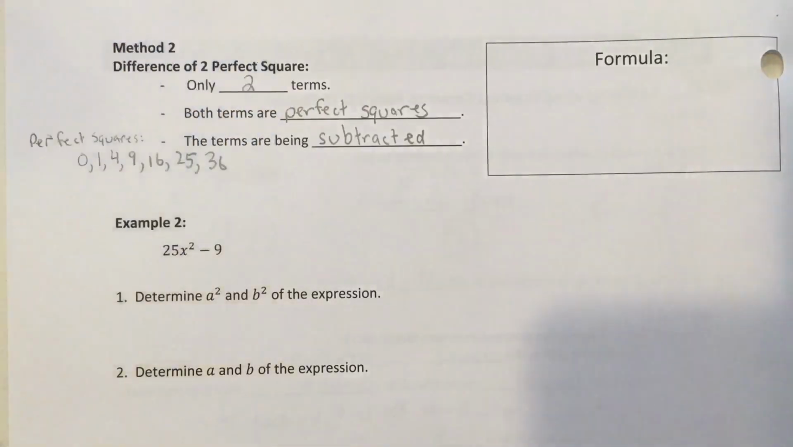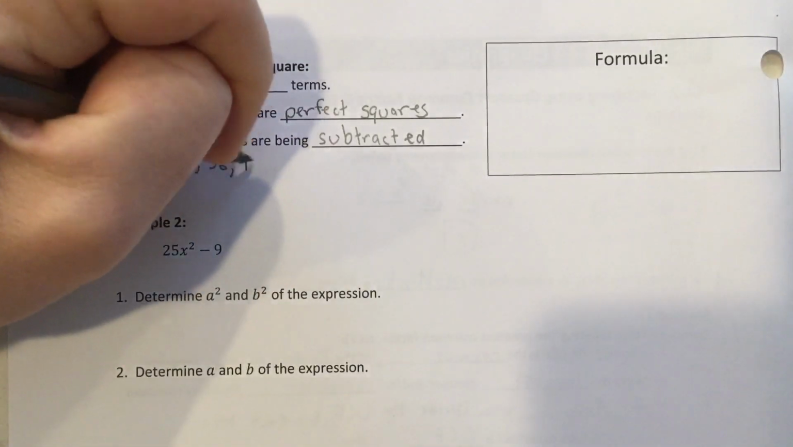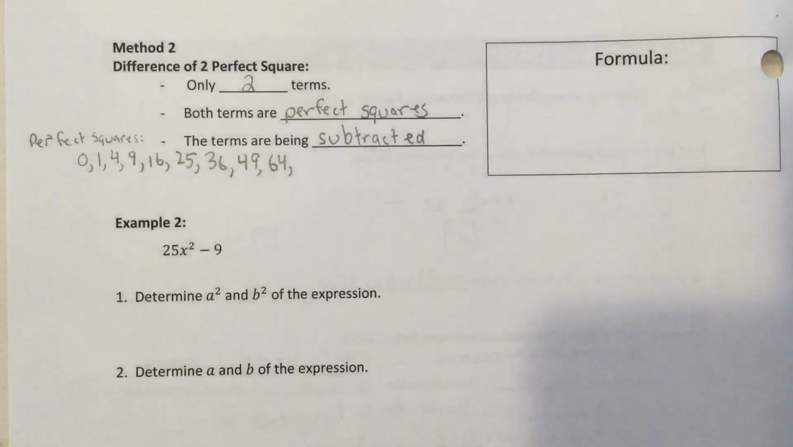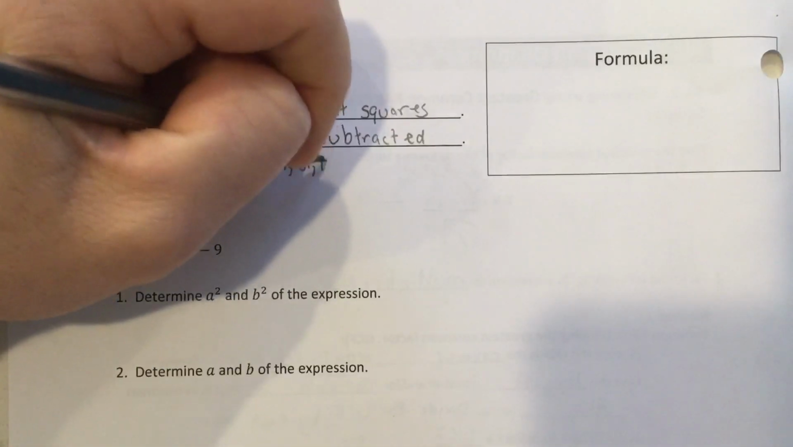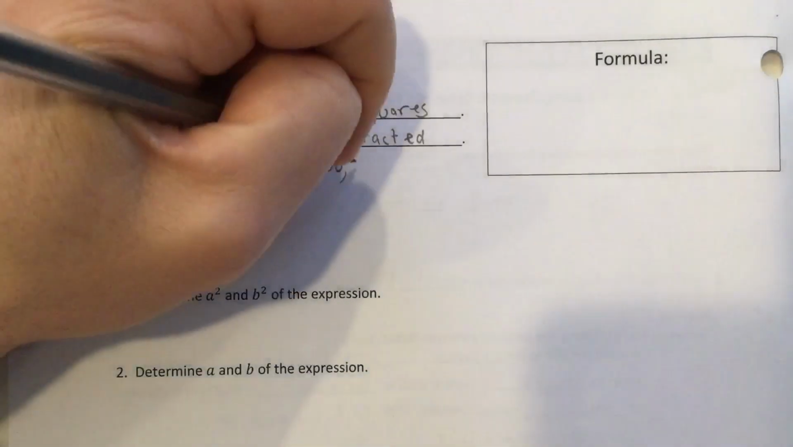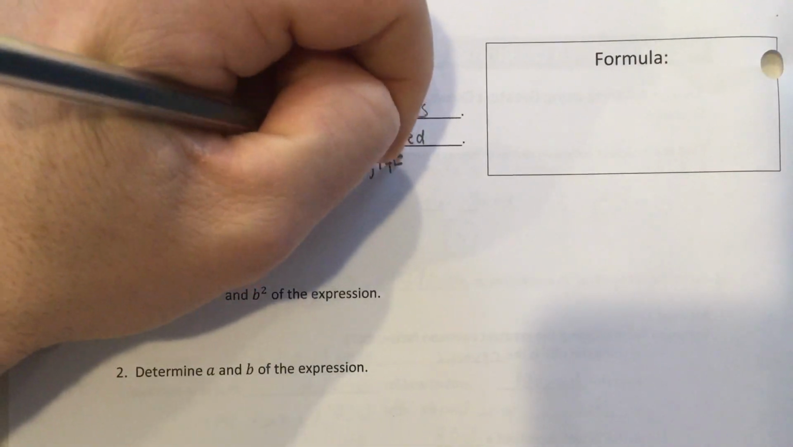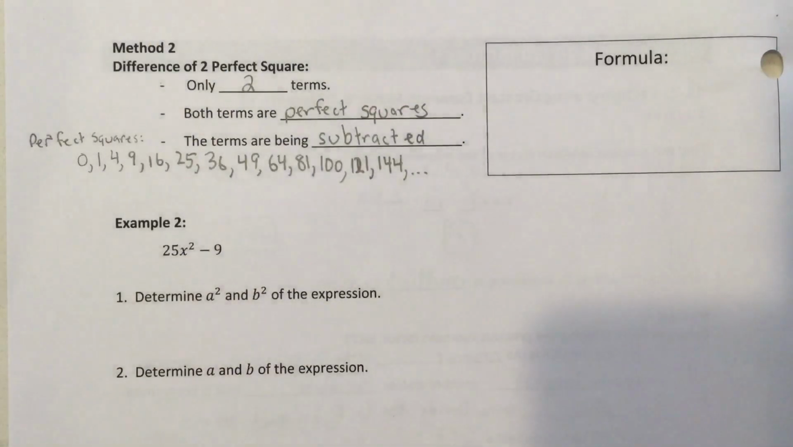6 times 6 is 36. 7 times 7 is 49. 8 times 8 is 64. 9 times 9 is 81. 10 times 10 is 100. 11 times 11 is 121. 12 times 12 is 144. Now, those keep going forever.